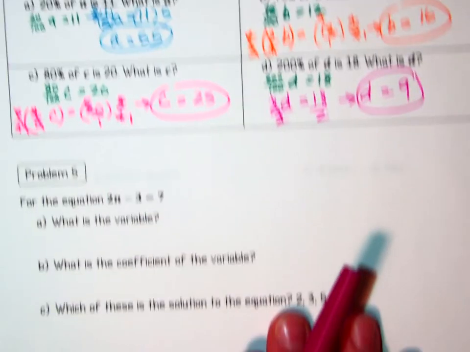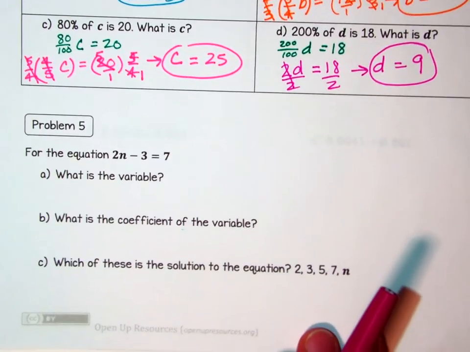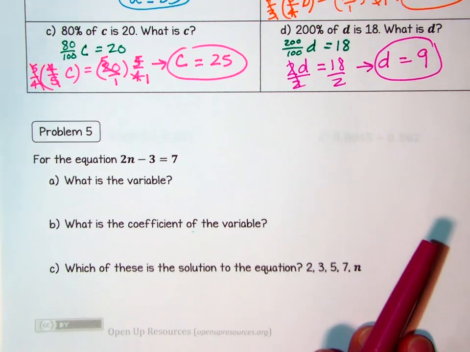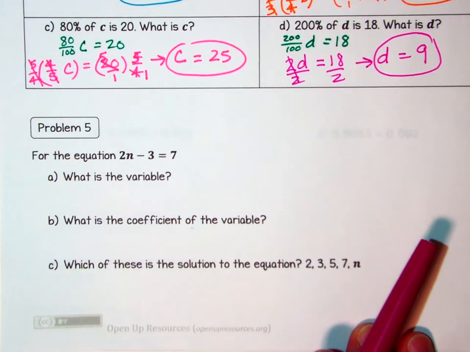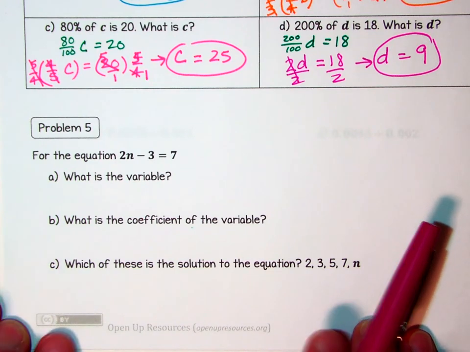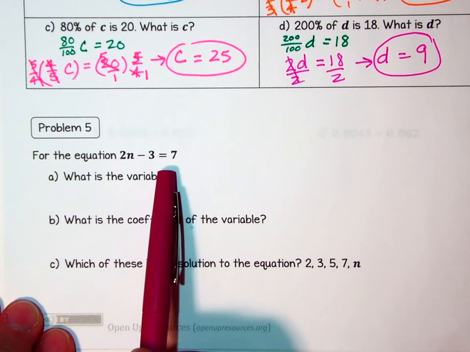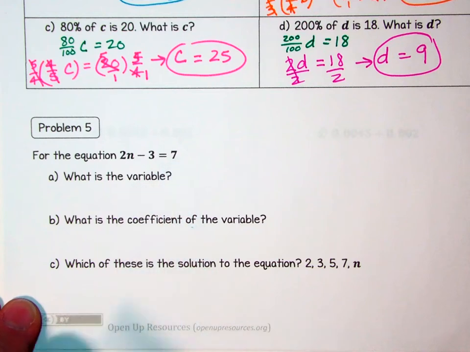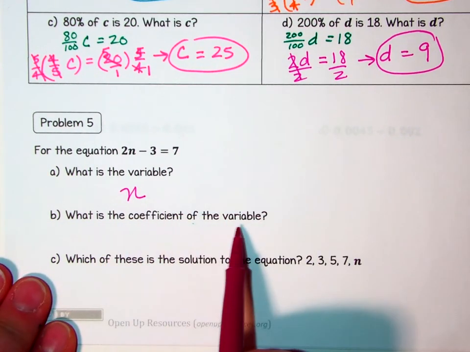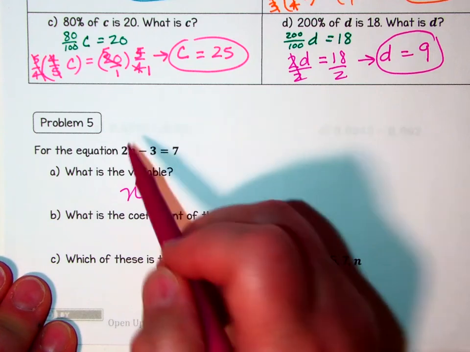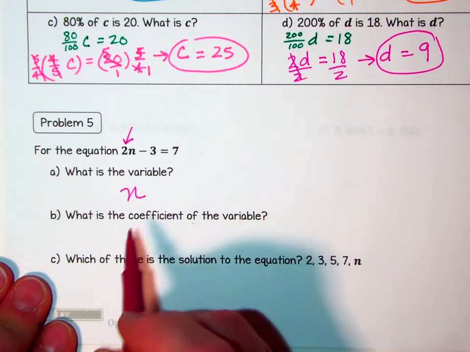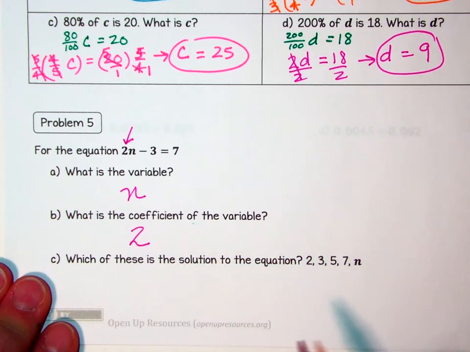Okay, problem 5. For the equation, what is the variable, what is the coefficient of the variable, and which of these is the solution to the equation? So, well, the variable is the letter that's standing for an unknown. So here the variable is just n. What is the coefficient of the variable? So coefficient is always just the number that's multiplying the variable. So in this case, the coefficient of the variable is the number 2.